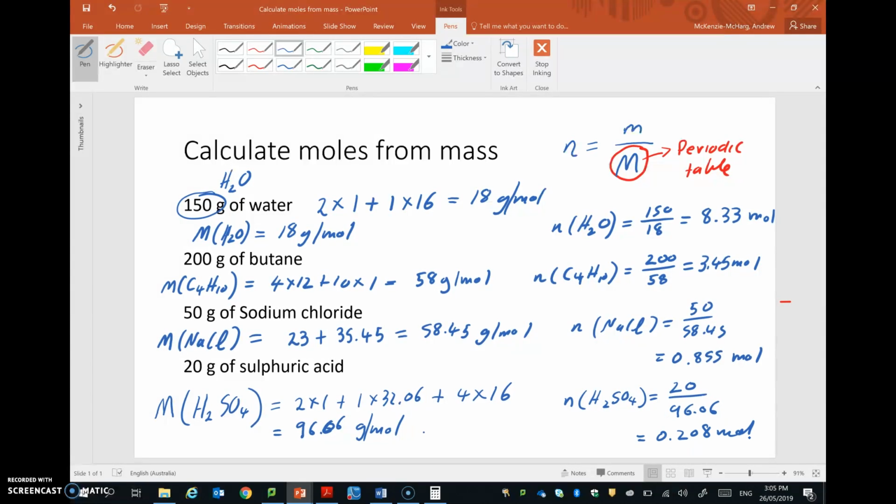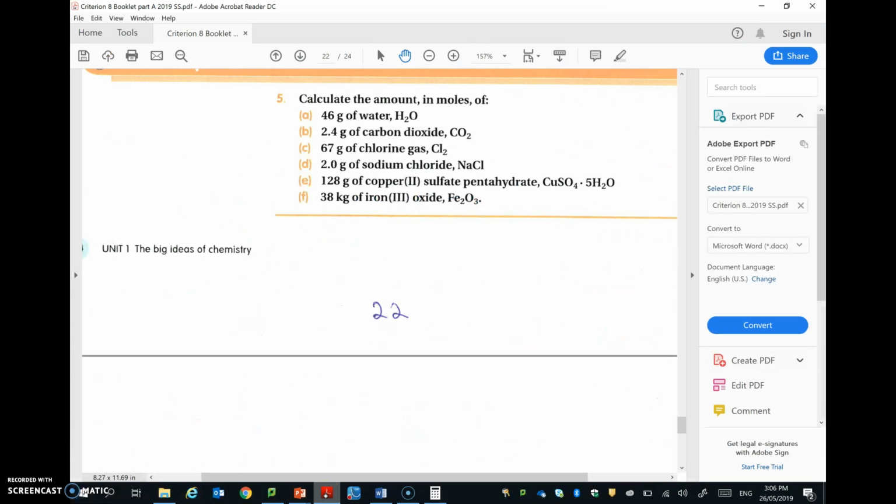Okay, everyone, so really a two-step process. Calculate the relative molecular mass, or the molecular mass of the substance, by going to the periodic table and then taking the given mass and dividing it by that number. So go ahead now, this is the question that we've set in the description for the video. Have a go at that one.